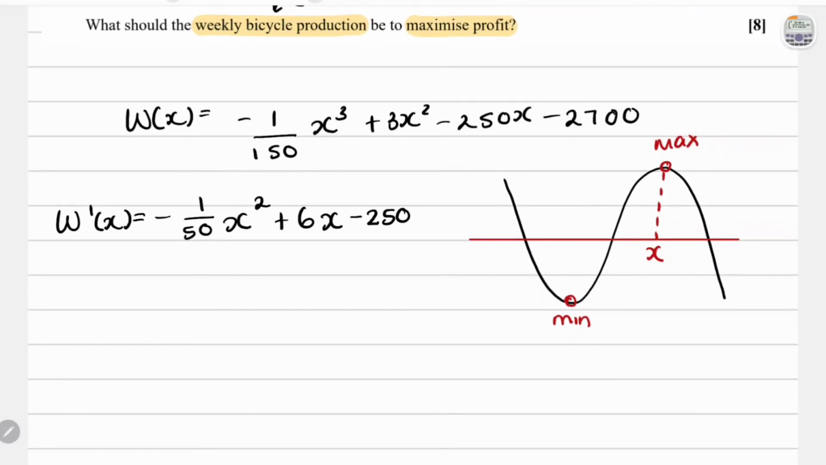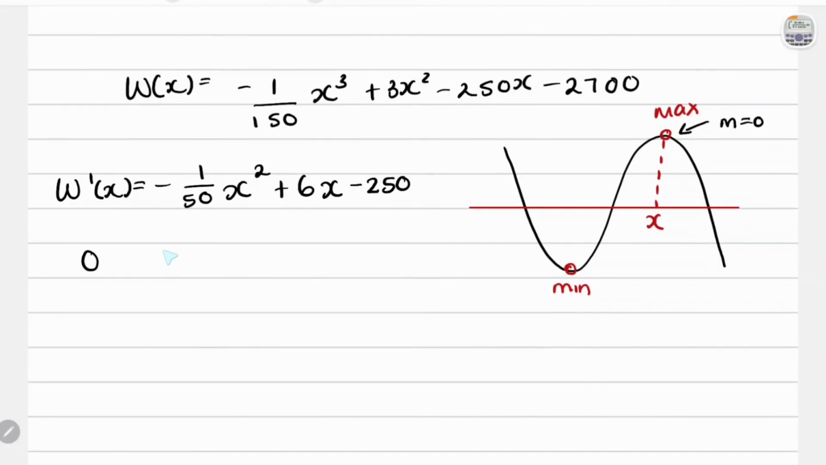Now you need to specifically find the turning points. To find the turning points, you're going to make your gradient equal to 0. Remember, the idea behind this is that at the turning points, the gradient is stationary. It doesn't move. It's neither increasing nor decreasing, so it's standing still. That's why we make the gradient equal to 0.